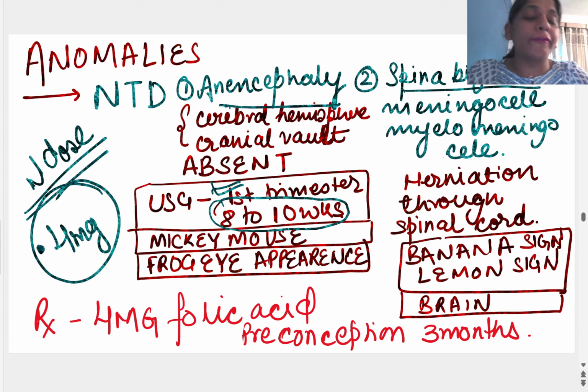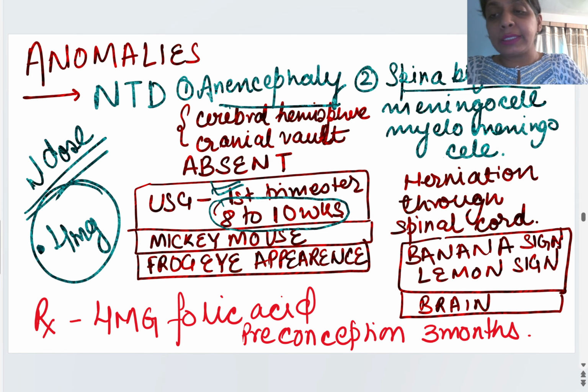And spina bifida, on the ultrasound we will see herniating meninges, meningocele, and in the brain we will have banana and lemon sign. And this pregnancy we have to terminate, because such an abnormal child no one wants, and treatment is 4 mg folic acid preconceptionally for 3 months in the next pregnancy.